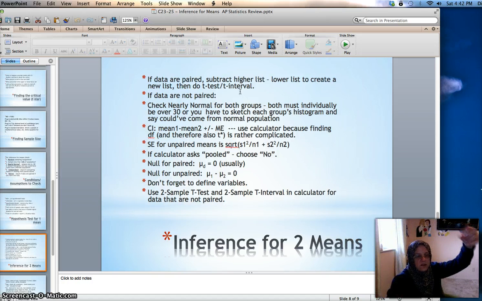Basically, the first value in this table has to go with the first value in this table because of the situation. If data are not paired, then you're not doing a paired t-test or a paired t-interval. You're comparing two means, like from two completely different groups, and trying to decide if they're the same or different. So you would need to check nearly normal for both groups. Both must individually be over 30, or you have to sketch each group's histogram and say that they could have come from a normal population, right?